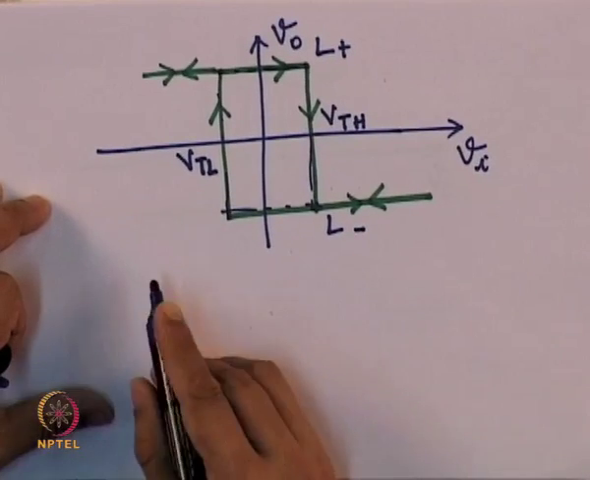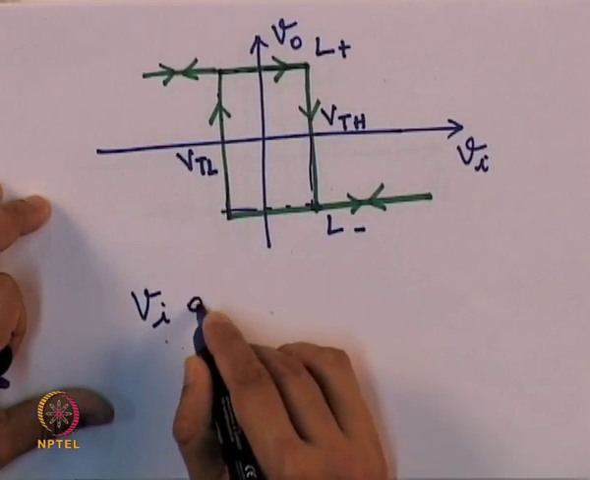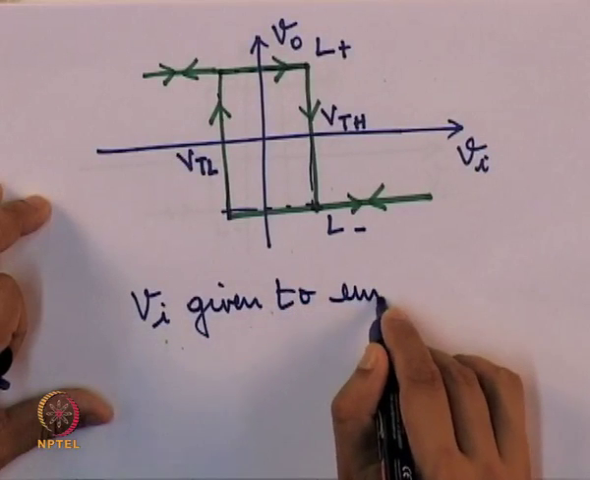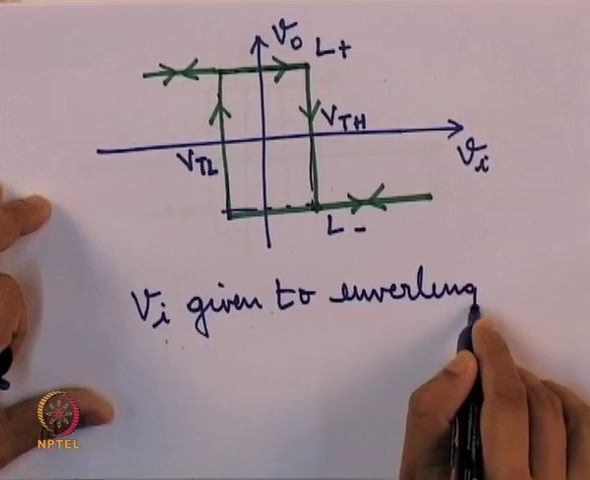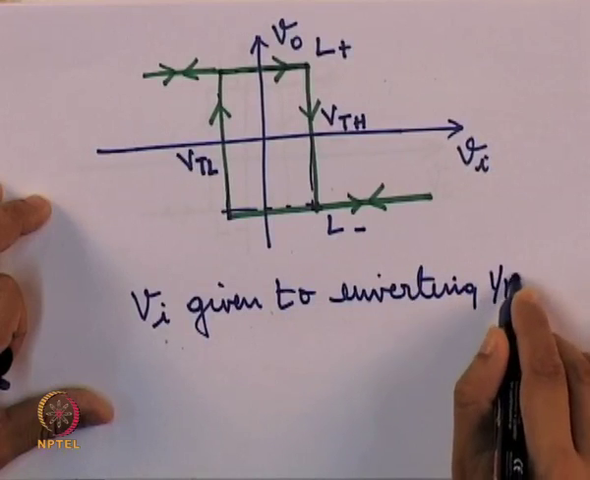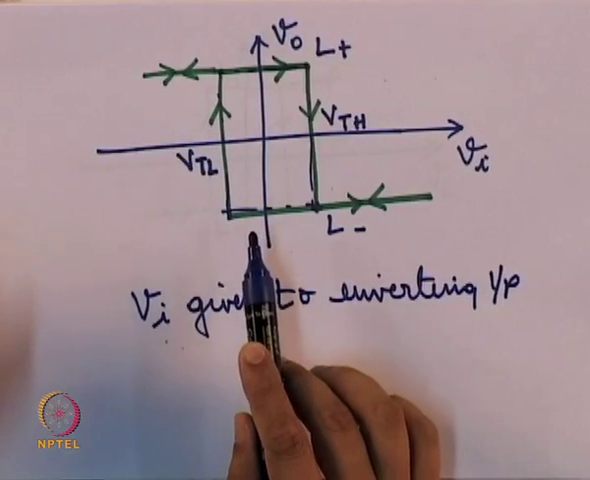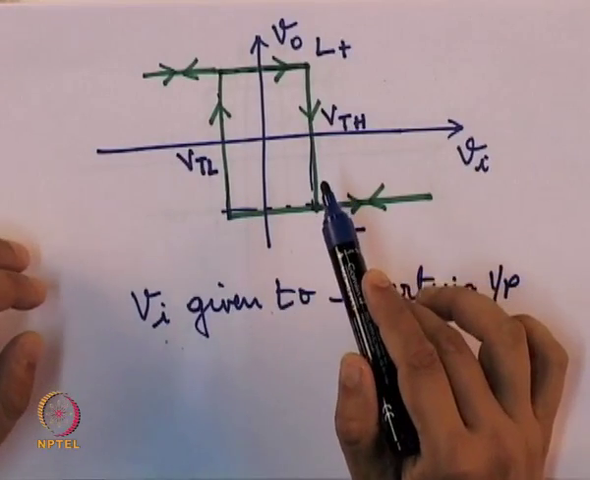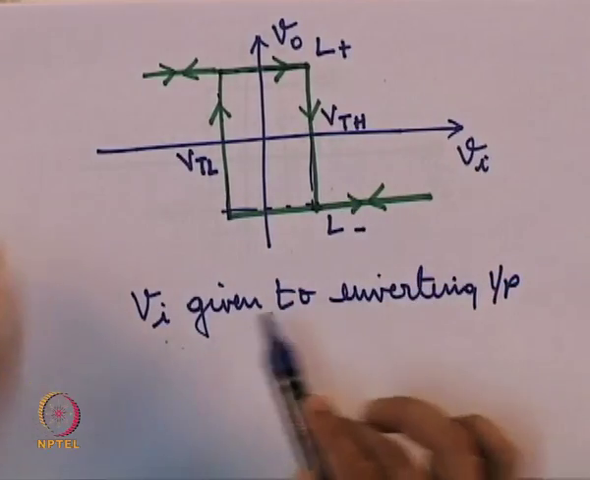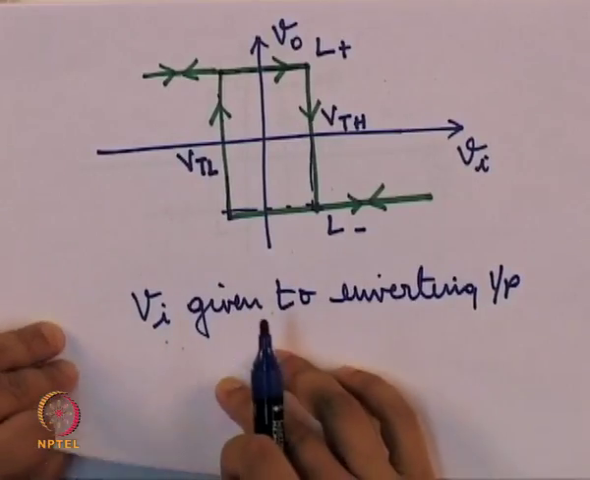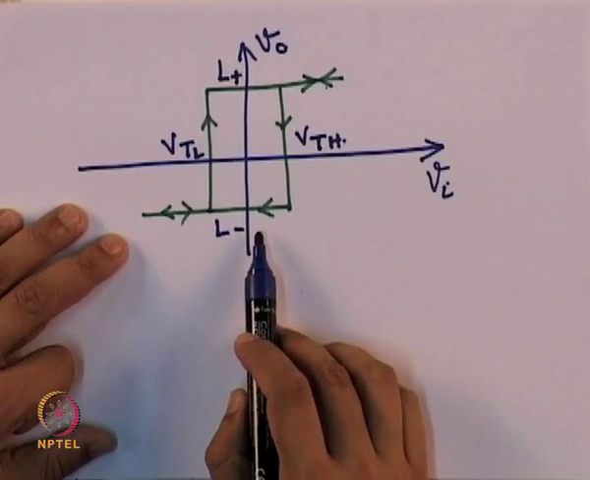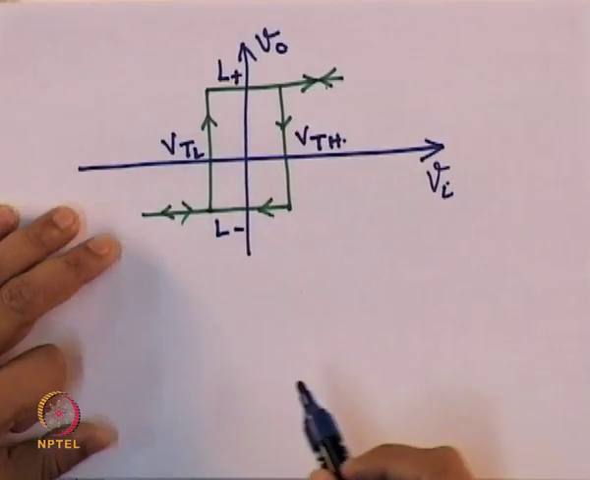This is Vi given to the inverting input. So, in this case, when Vi goes high, the transition of V0 is from L plus to L minus and vice versa. In the non-inverting case, when Vi goes high, the transition of V0 is from L minus to L plus and vice versa.